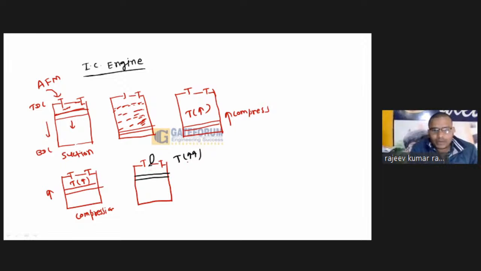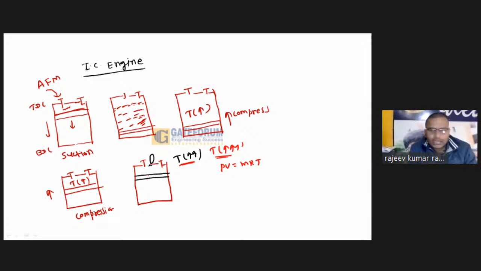So you know, my dear friends, as burning occurs, temperature again increases. This temperature is due to compression, and this temperature is increased rapidly due to the burning, due to the sparking. Now you know, PV equals MRT.